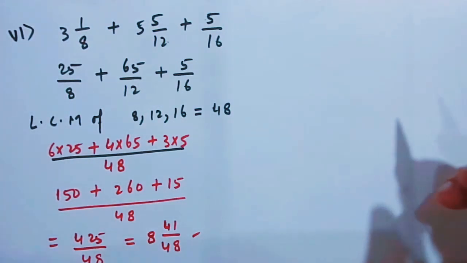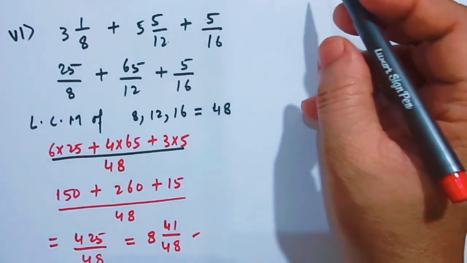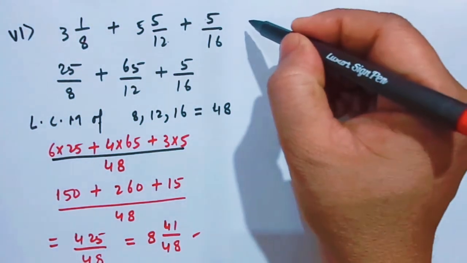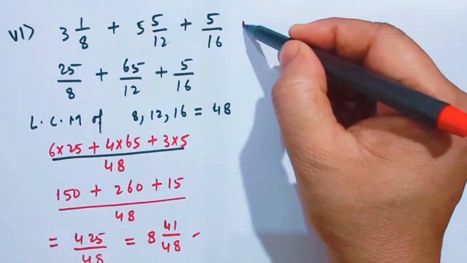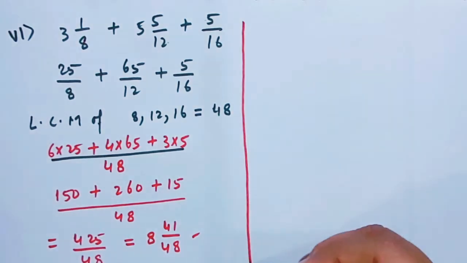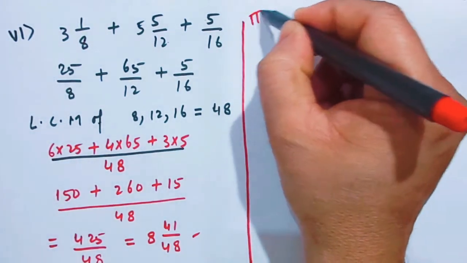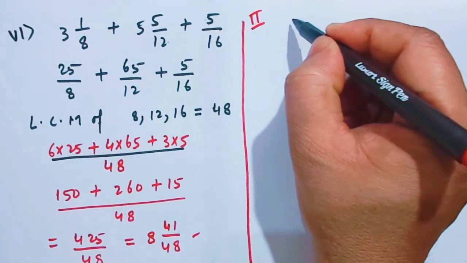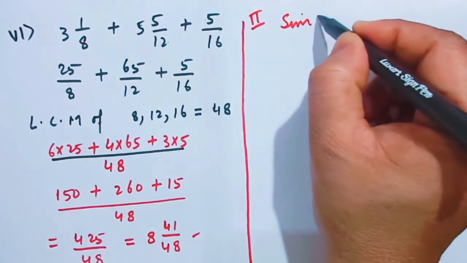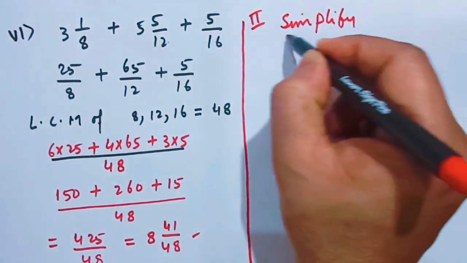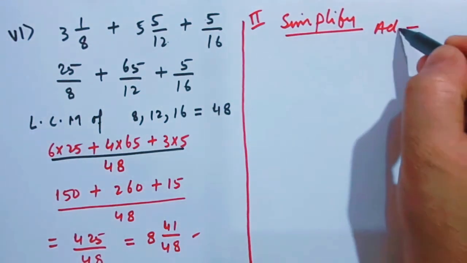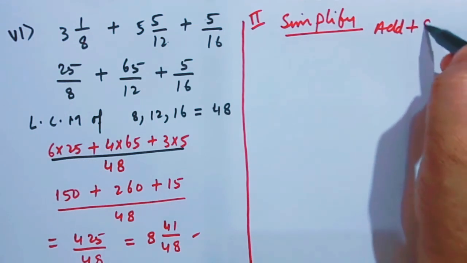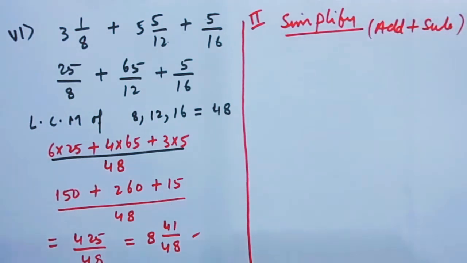Moving on to the second part of exercise 14C. Okay, that is simplify. Here they have given you only addition, but when you move on to the next part, that is the second part, what they say, simplify means you will have to do both addition and subtraction simultaneously. Okay? Simultaneously means one after another.